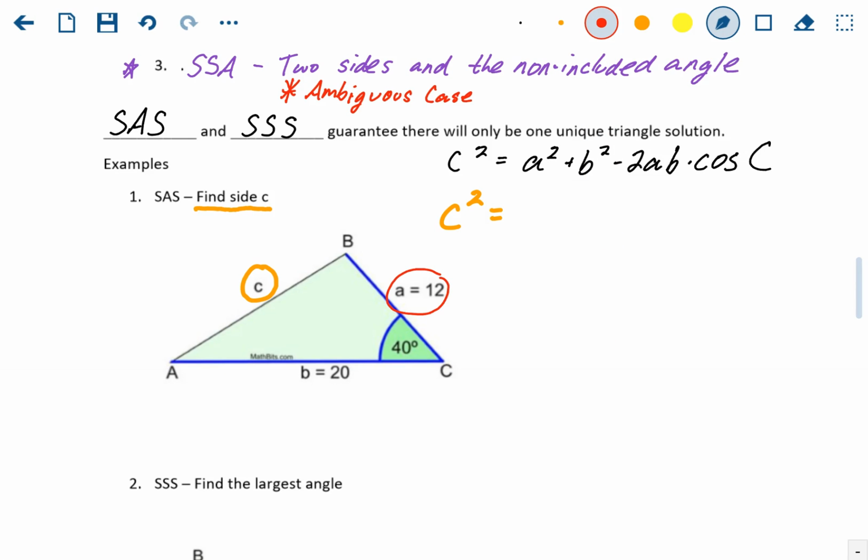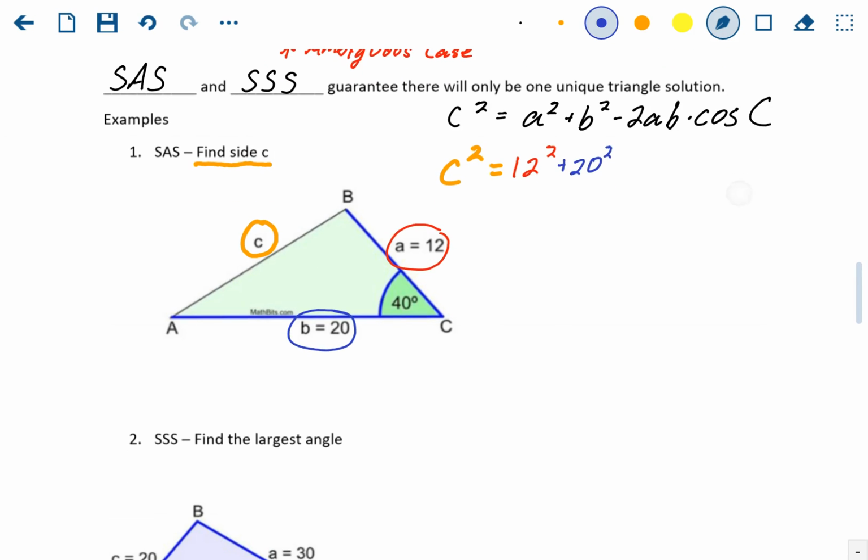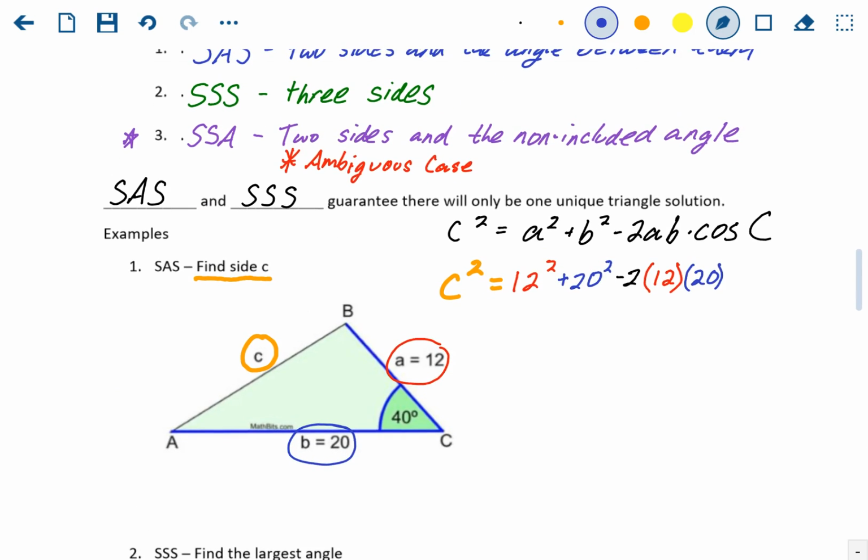All right, do we know what A squared is? No, but we know A is 12, so 12 squared, plus side B squared, 20 squared, minus 2 times A times B. We already know A, we already know B. Times the cosine of angle C. So we're going to need to get the angle C. Angle C is labeled, it's 40 degrees, so times the cosine of 40. So just fill in what you know.